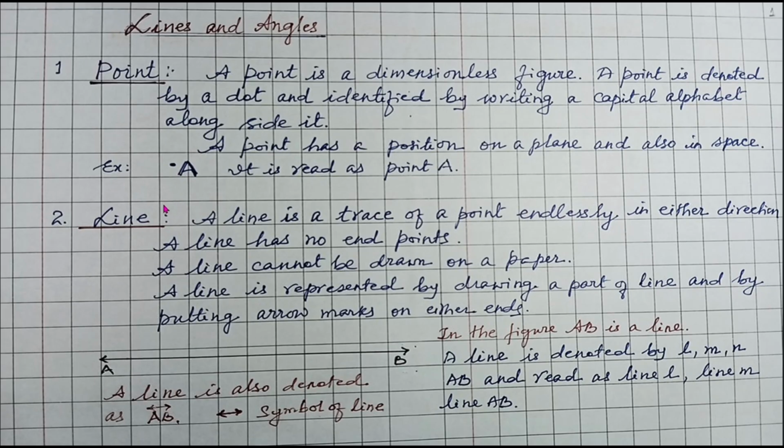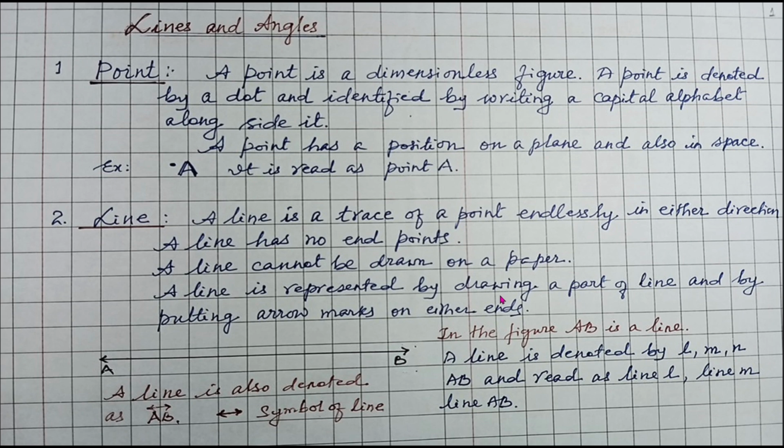Now the second important geometrical term is a line. A line is a trace of a point endlessly in either directions. So if I take a point and move it on either ends, on either sides, then we get a line. A line cannot be drawn on a paper. A line has no end points.